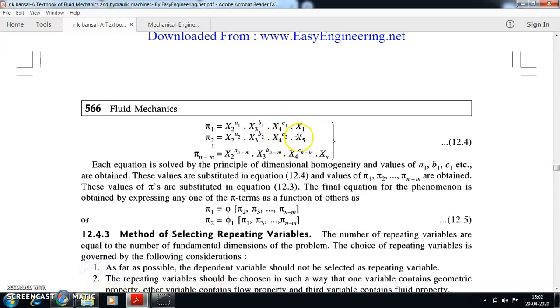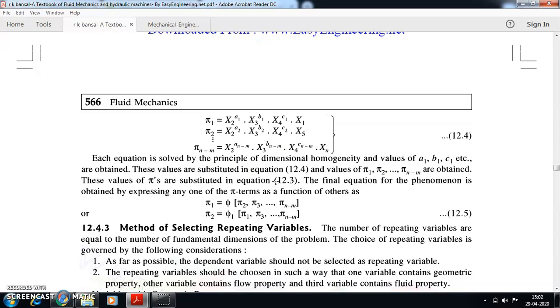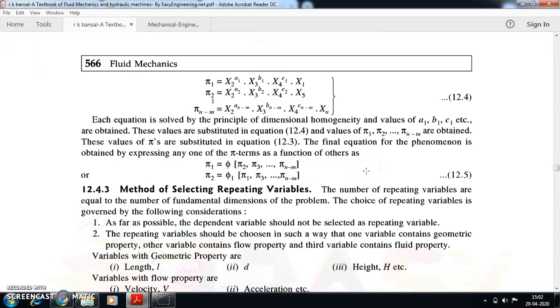We cannot involve x2, x3, x4 in the dependent terms here because they are considered as independent variables. Each equation is solved for dimensional homogeneity, and the values of a1, b1, c1 and so on are obtained. So you will know the value of pi 1, pi 2 up to pi n minus m. And finally you will write an equation. The final equation for the phenomenon is expressed with one of the pi terms as a function of the others. That is, pi 1 is a function of pi 2, pi 3 to pi n minus m, or pi 2 is a function of pi 1, pi 3 to pi n minus m.